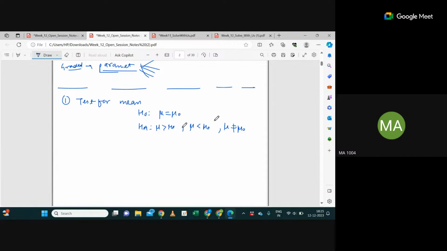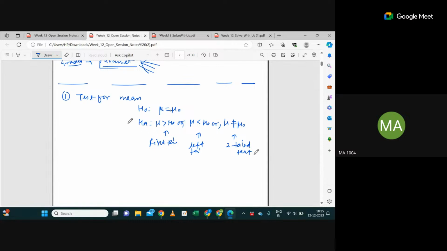So this is a right tail test. And this is a left tail test. Any of these will be there, and this is a two tail test. So this is the very first case.